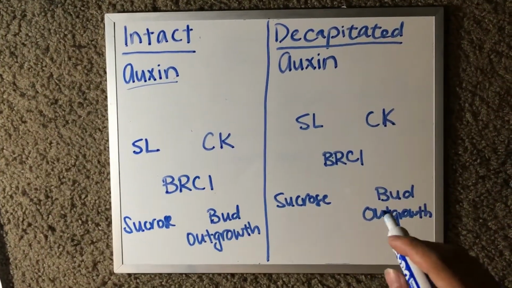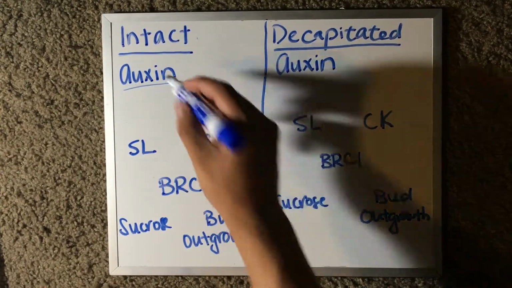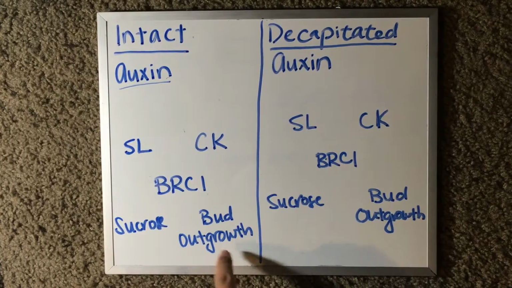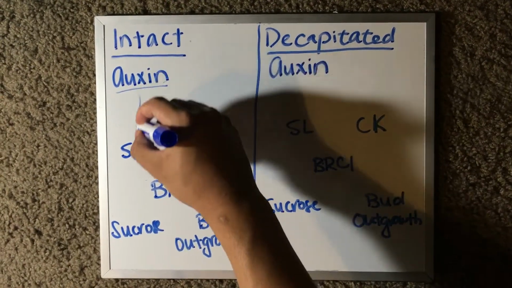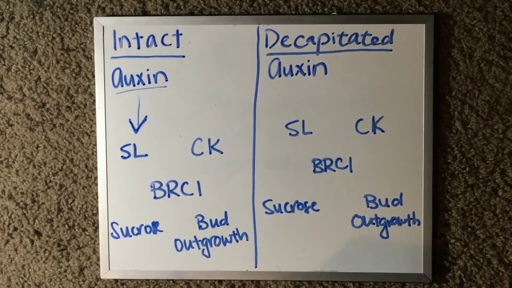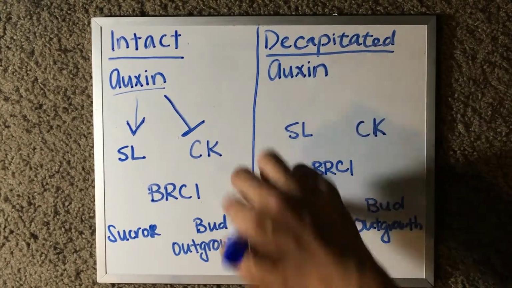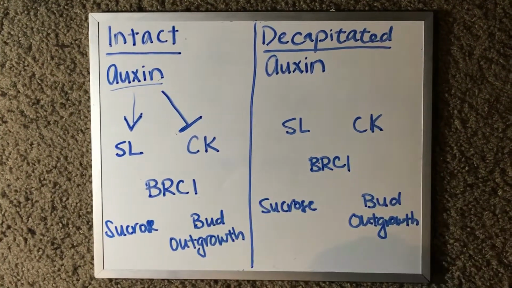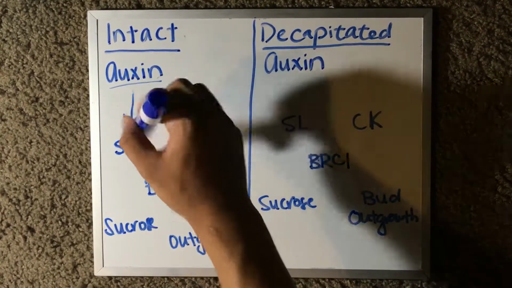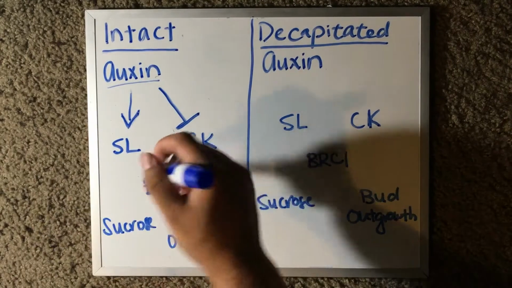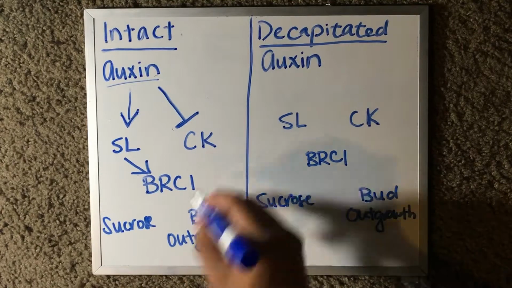Now that we've gone through all the hormones one by one, let's put them all together in one pathway. So we have auxin to start out with as an inhibitor of bud outgrowth. But how does that actually happen? So first of all, auxin works to promote strigolactone and to inhibit cytokinin. We said before that auxin was an antagonist of cytokinin, so you see that here. Next off, strigolactone works as a communication between auxin and branch 1 to activate branch 1, and cytokinin inhibits branch 1.